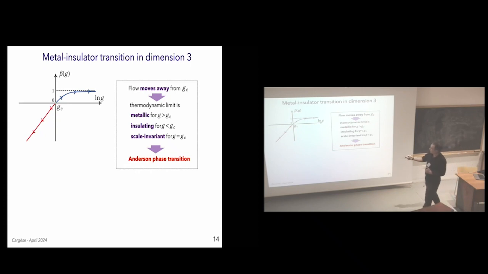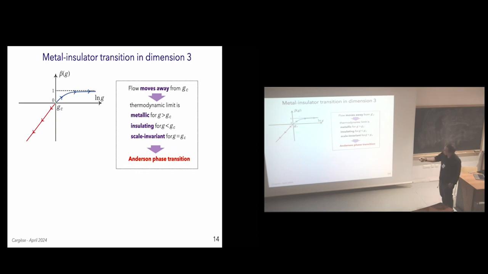Or if you're lucky, if your parameters are such that you're located a little bit below g_c on this curve, then in the thermodynamic limit, your system will be localized. So in other words, here you have a kind of repulsive fixed point, which is a classic signature of a quantum phase transition. It's called the Anderson phase transition in the present context, okay, or metal-insulator transition sometimes.